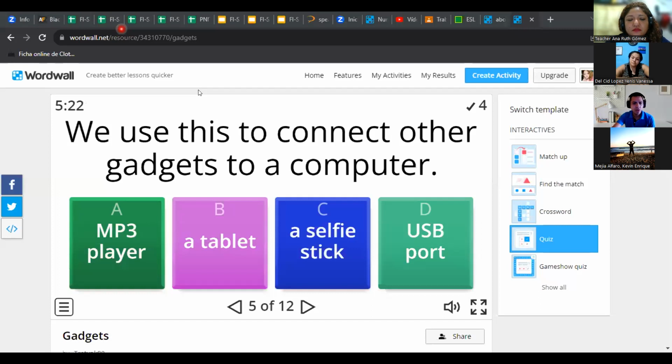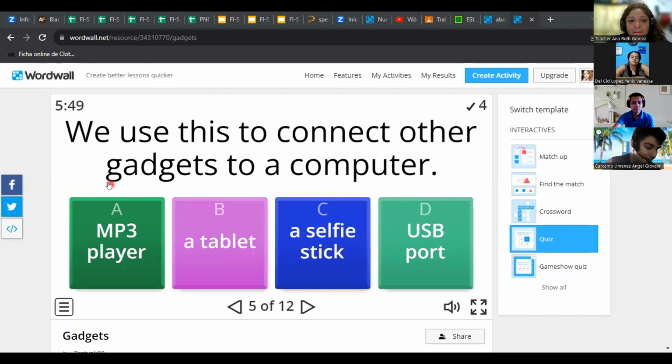We use this to connect other gadgets to a computer. All right, I'm going to help you with this. The pronunciation is this. We use this to connect other gadgets to a computer. Excellent, very good, much better. Because if you say this, you're saying the other one, the long one, the plural one. All right, so which is the correct answer, guys?